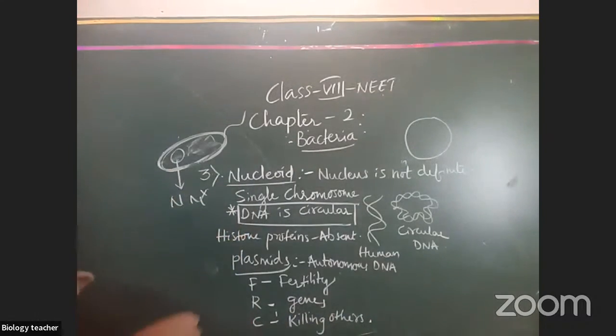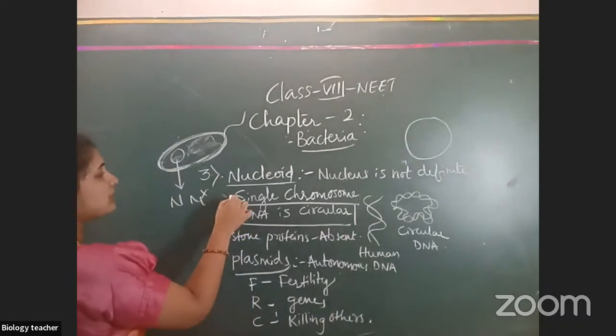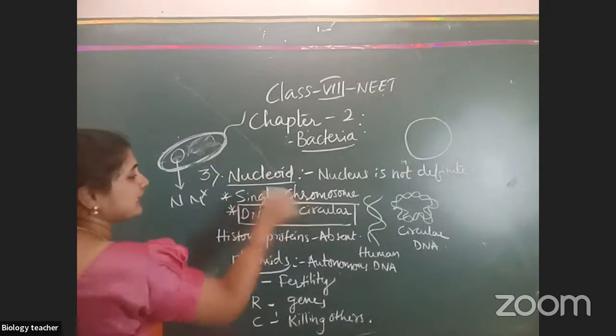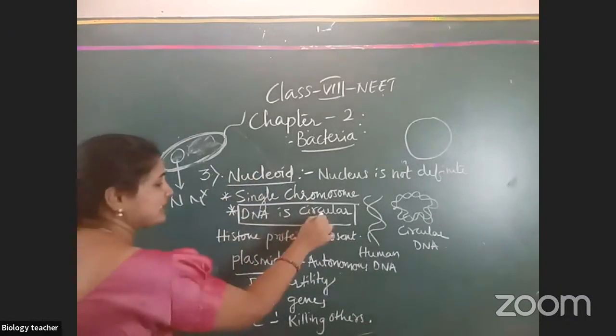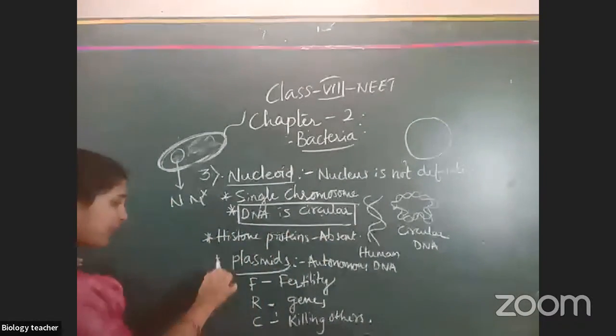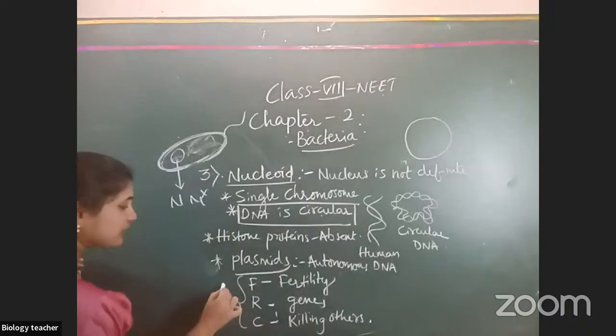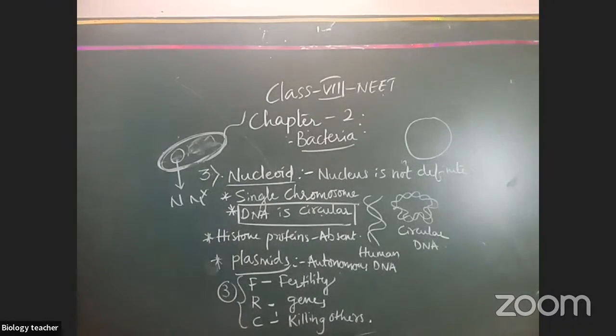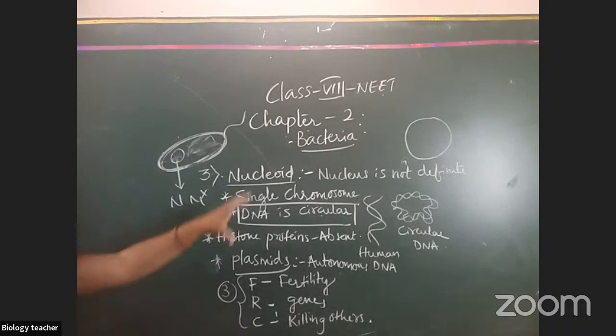These are all present in the nucleoid. What is the first one? The nucleoid contains a single chromosome. DNA is circular. Histone proteins are absent. Plasmids are present, and three types of plasmids are present. This is about the nucleus of bacteria.